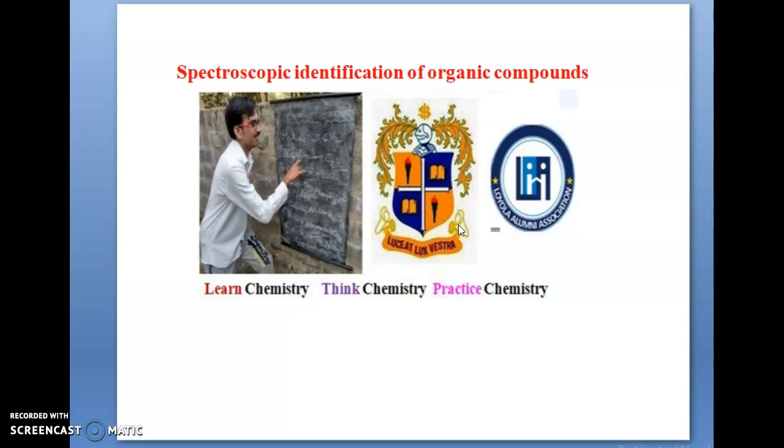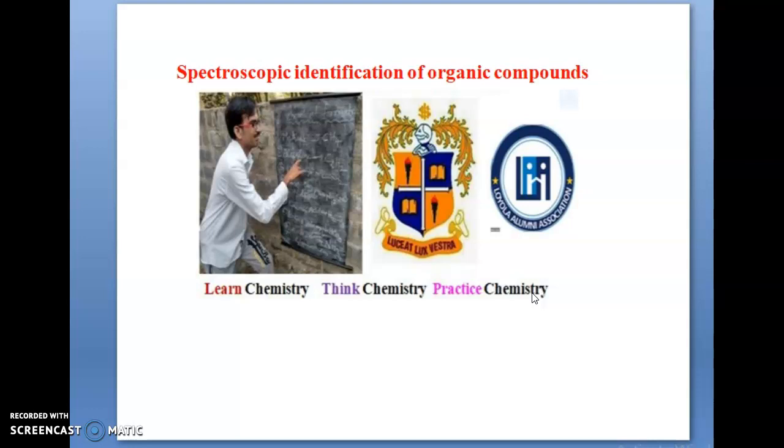Today we will talk about the general topic, spectroscopic identification of organic compounds. You can see that people are going into various areas of research, especially in chemistry. Suppose you want to identify a particular unknown organic compound, today we will discuss how. So learn chemistry, think chemistry and practice chemistry.